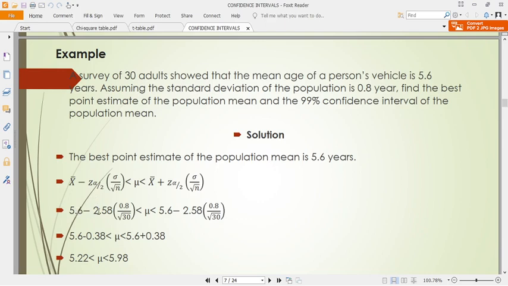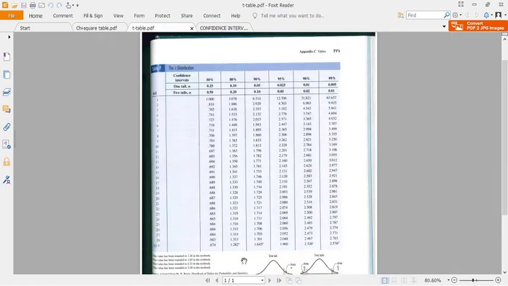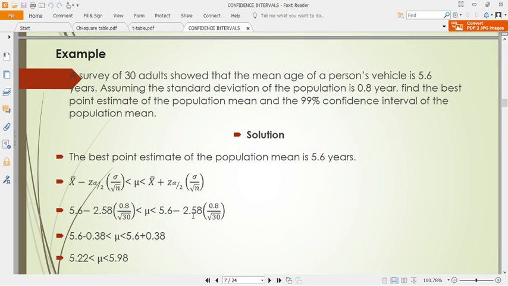So we just substitute. Then from the Z table, we can get Z alpha over 2. And at 99% confidence level, what is our Z alpha over 2? Z alpha over 2 is 2.576. 2.58, you can round off to 2 decimal places. Then the standard deviation was given as 0.8, and then we have our n as 30. So you do your BODMAS.